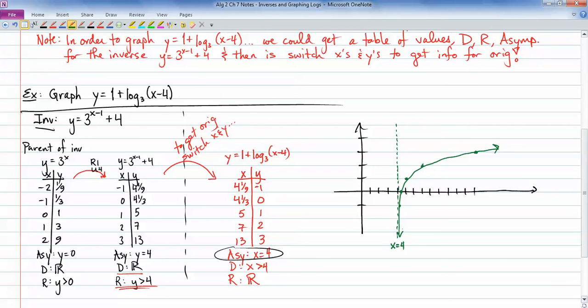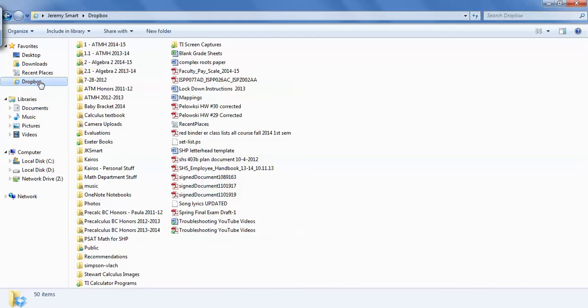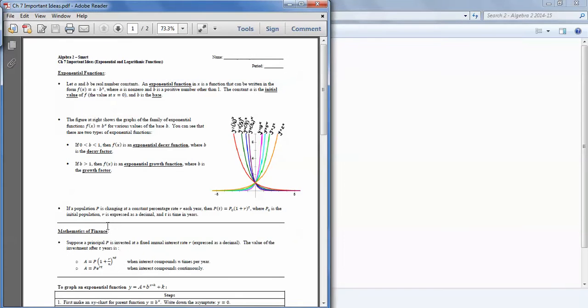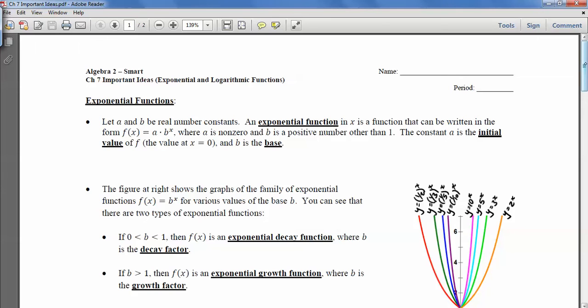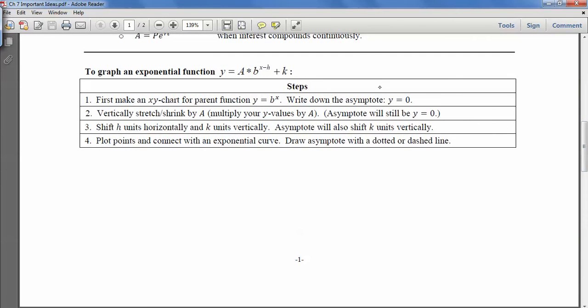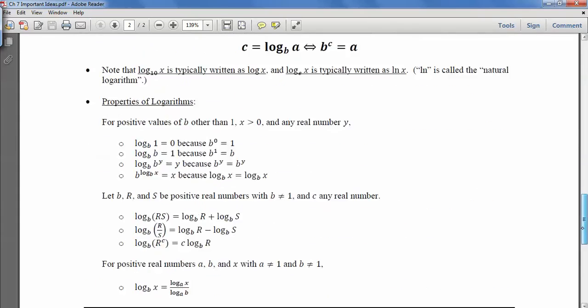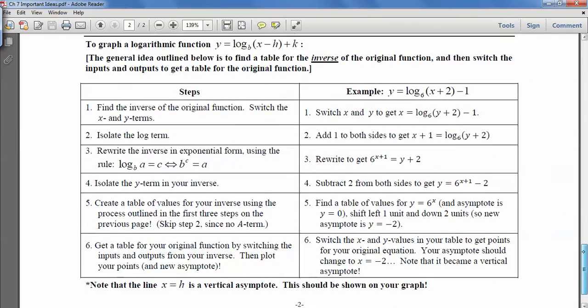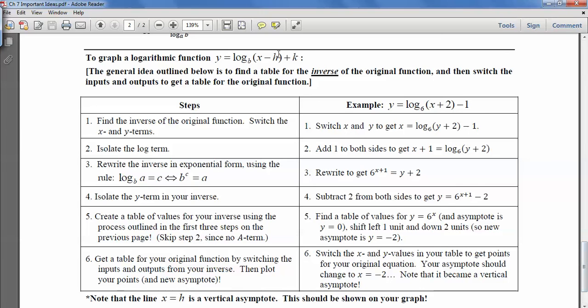So this process is outlined for you if you go to, let me see if I can find it here. Important ideas. Okay, this is on the important ideas PDF that I've been attaching to homework. This is how you graph an exponential. And if you scroll all the way down to page 2, way down at the bottom here, I've outlined how to graph a log. So, find the inverse of the original function. And here's an example worked out.